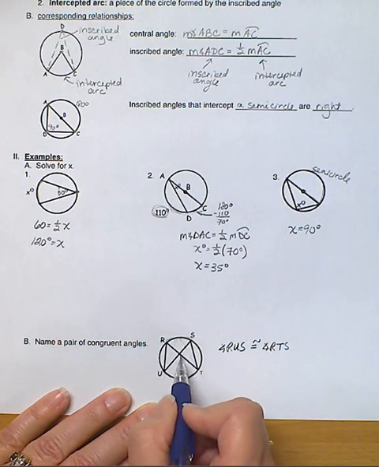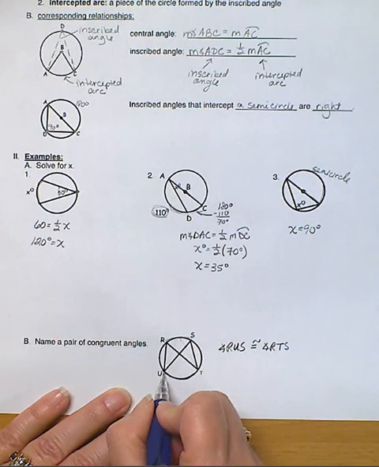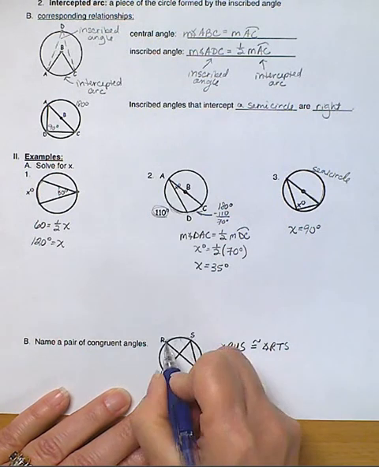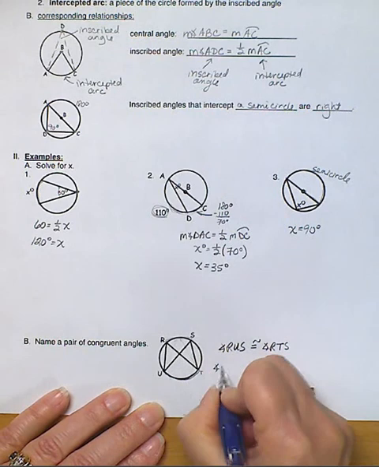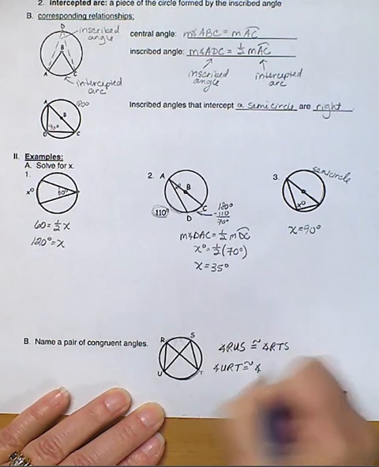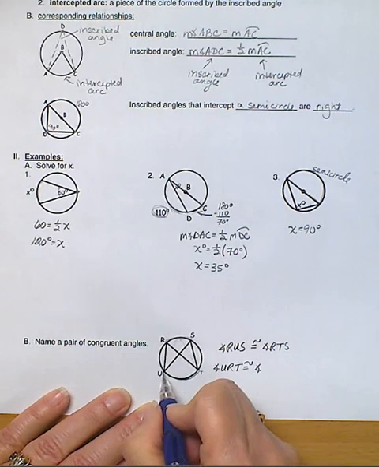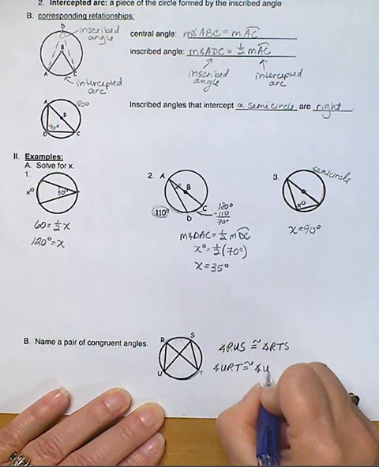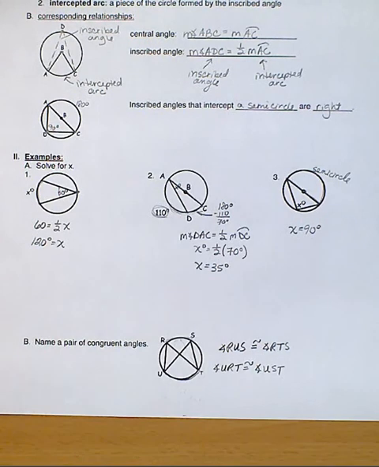So arc UT, so angle URT is congruent to, instead of going U to R, we're going to go UST. And so using inscribed angles and intercepted arcs, you can actually find a set of congruent angles.